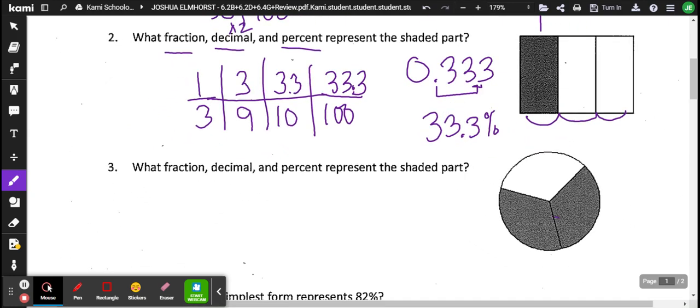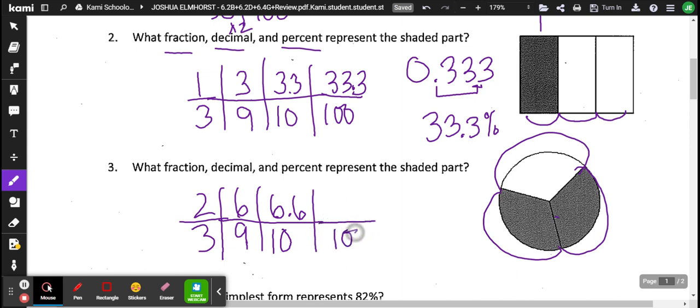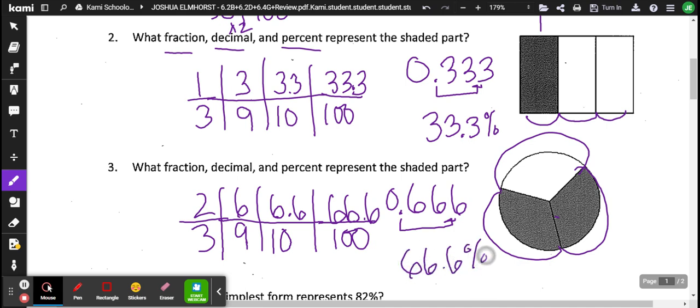So next one, we got 2/3. Okay, here's 1, here's 2, and then that's 1, 2, 3. 2 parts out of 3. Out of 9, that would be times 3, times 3, that would be 6 out of 9. And 9 is pretty close to 10. This would be 6.6 out of 10. And then out of 100, we'd have 66.6 out of 100, which is 666 thousandths. And as a percent, we move it over 2 decimal place values, 66.6%.